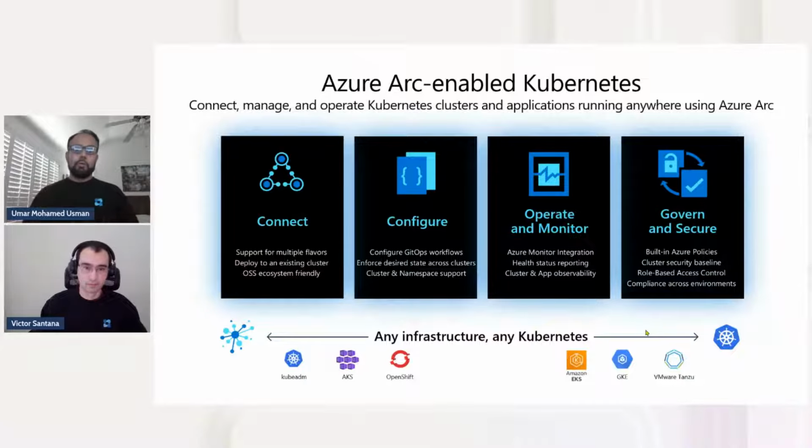But now what we are going to do is go into Arc-enabled Kubernetes. Why do we need to see Arc-enabled Kubernetes? The reason is you might have Kubernetes clusters running on-prem, or you might have clusters running in other cloud providers, an Amazon EKS cluster, or GKE cluster in GCP, or VMware Tanzu.